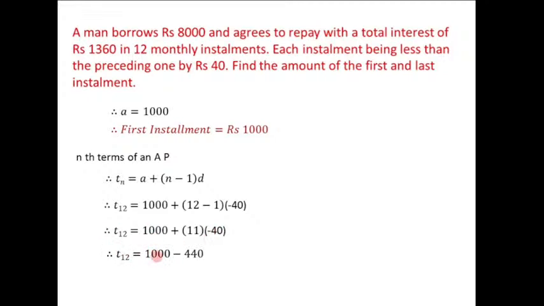That is equal to 1000 plus minus product will be minus 11 into 40, that's 440. 1000 minus 440, that is equal to 560. So that would be the 12th installment, which is nothing but the last installment. For this transaction, the last installment would be rupees 560. So the first installment is rupees 1000 and the last installment is rupees 560.